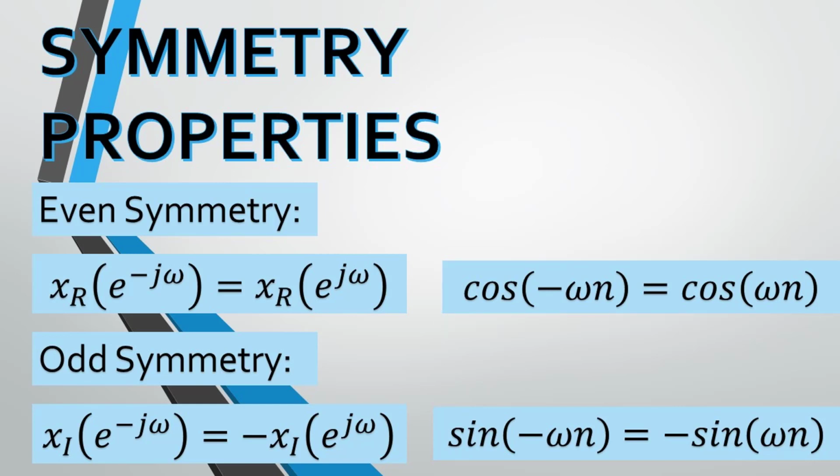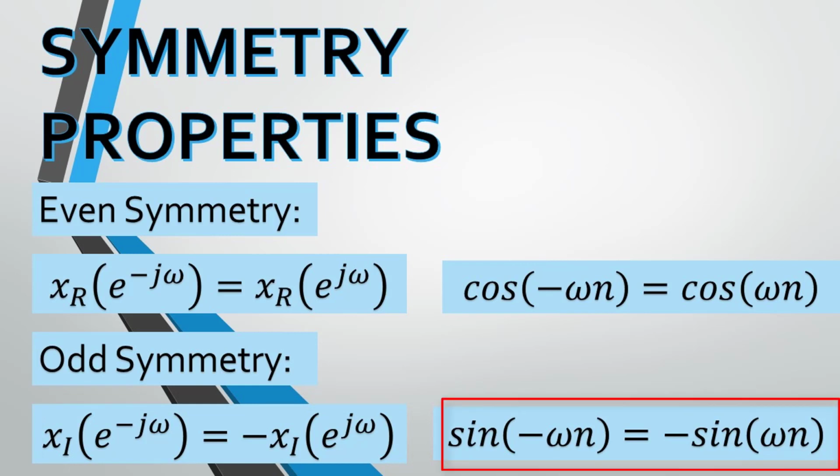Odd symmetry is the representation of the imaginary part of the Fourier transform. We can represent the imaginary part of the Fourier transform at the reverse frequency as negative X sub I of e raised to j omega, because in this imaginary part, the sine value is used. Sine of negative omega n will yield negative sine omega n.